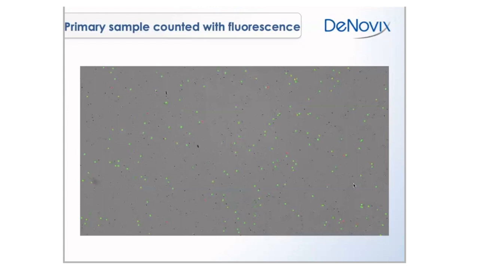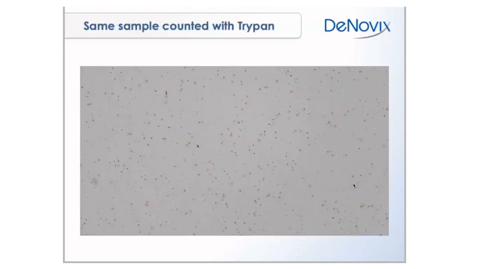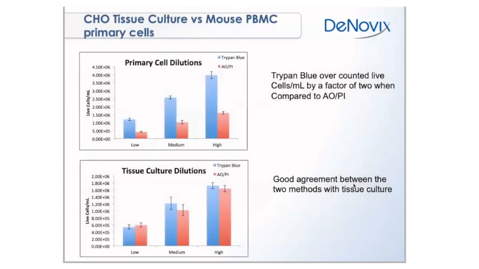If I count that exact same sample with trypan blue, now you see a very different result. The total count is much higher. You have more both live and dead cells present. So your viability is going to be off. You might think that your culture is not very good, or your primary cell sample has a lot of death when really it doesn't. And your total cell count, your live cell count, your basic inputs into your experiment are going to be off as well. So you're going to actually have much fewer cells than what you had thought you had.